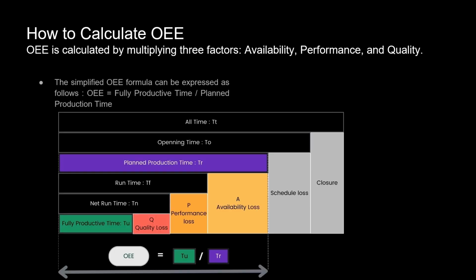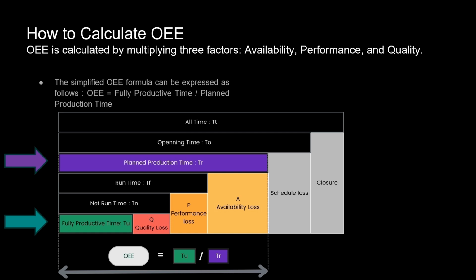Here's a simplified way to understand the OEE formula. OEE equals fully productive time divided by planned production time. Think of fully productive time as that time when your machines are producing good parts without breakdowns or slowdowns. Planned production time is the schedule you've set for production to happen.